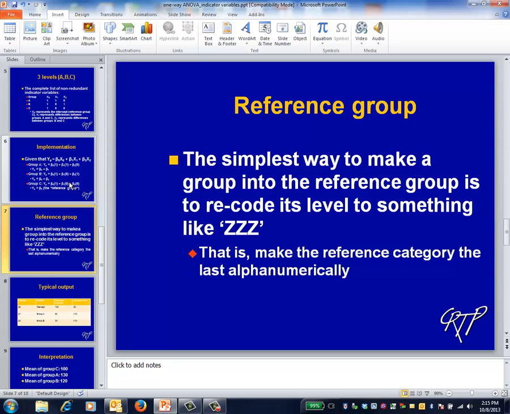It doesn't really matter which group is selected as the reference, nor does it matter whether the indicator variables use zeros and ones, zeros and minus ones, ones and minus ones, or something even more esoteric. If you're creating your own indicator variables and have a preference about which group to make the reference, the easiest thing to do is give it a code with the last alphanumeric level in your dataset.